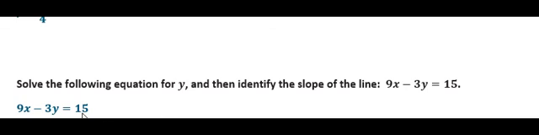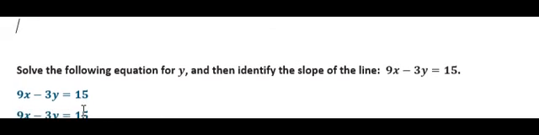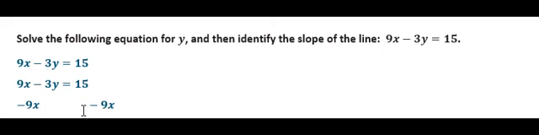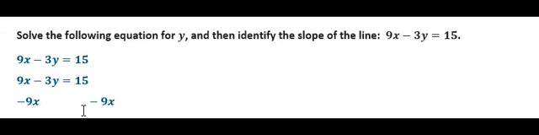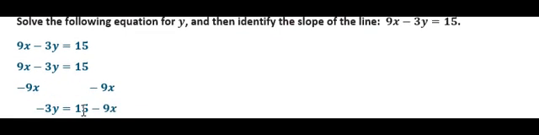Yeah, we're going to use the subtraction property of equality to move this 9x over to the right side of the equation. So because the 9x is being added on the left, we want to subtract it from both the left and the right. That's going to transform our equation to be minus 3y equals 15 minus 9x. Remember, I want to solve in terms of y. What do I need to do to get the y by itself?